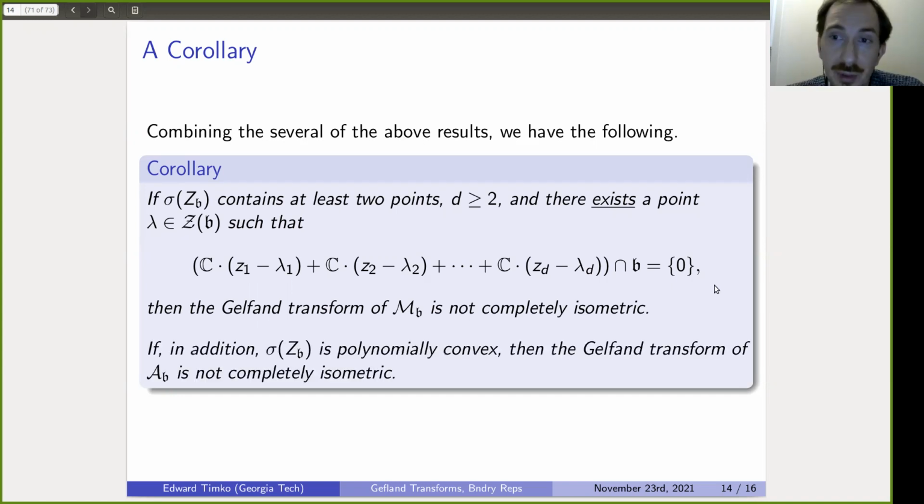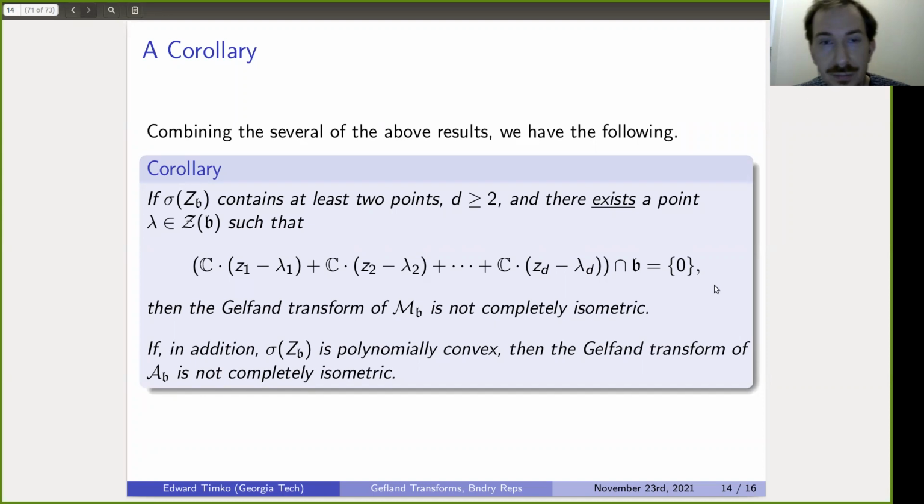And if in addition we know, in a particular context, that the spectrum of the model is polynomially convex, then the Gelfand transformation of AB is not going to be completely isometric.